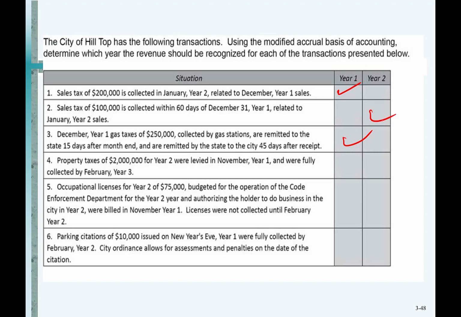Okay. Number 4, property taxes of $2 million for year 2 were levied in November year 1 and fully collected by February year 3. I guess to make this interesting, I should put year 3 over here, right? This is year 2 money because property tax is not an underlying transaction, this is imposed, but they're for year 2, right? Property tax for year 2, even though they levied the thing in year 1, and then they collected within 60 days of year 2, didn't they? So that's year 2 money.